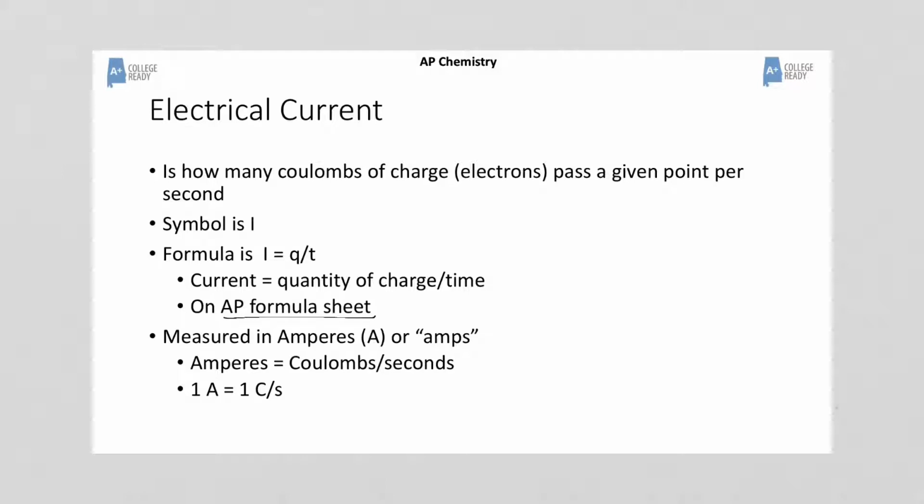Then you've probably heard about current because you've heard of amps, A-M-P-S. If you remember, we talked about coulombs earlier with Faraday's constant, but amps are coulombs per second, and so you'll see this a lot. So just remember, this is pretty important. Amps are coulombs per second. That is also on the formula sheet, so that will be helpful.